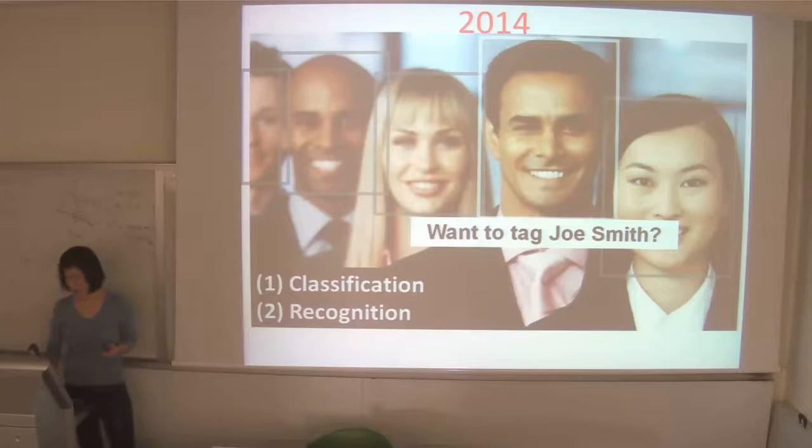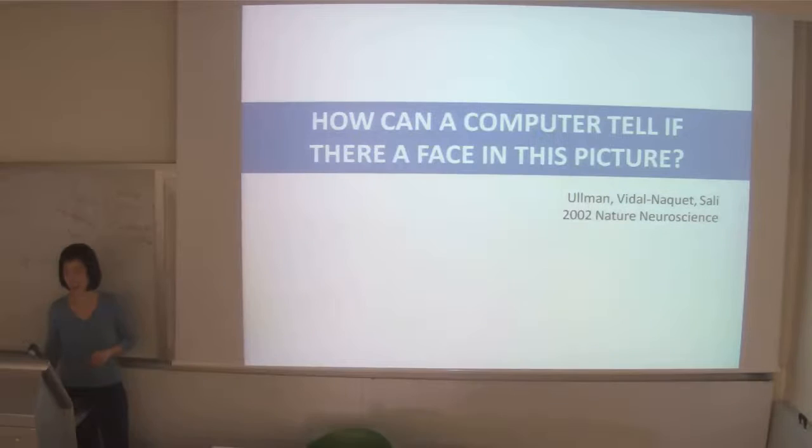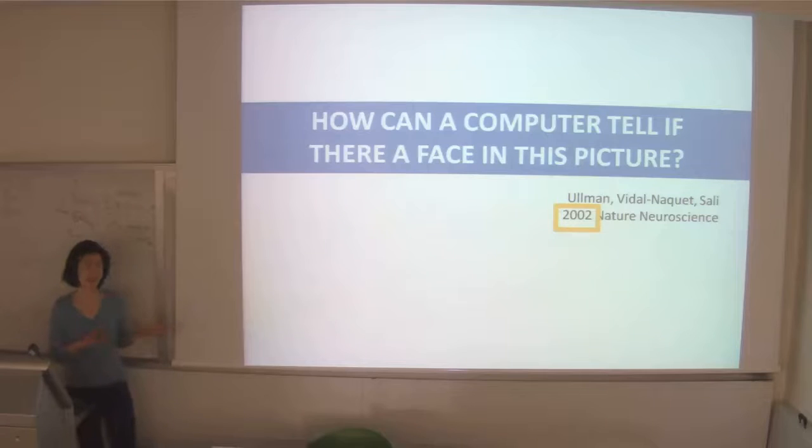We want that information. So in the particular paper that I'm presenting by Ullman et al. at Weizmann, they focus specifically on the first component, so on the classification part. And they asked the question, how can a computer tell if there is a face in the picture or not? And part of their work is that it was done in 2002, so notice this was about a decade ago when all this technology really took off.